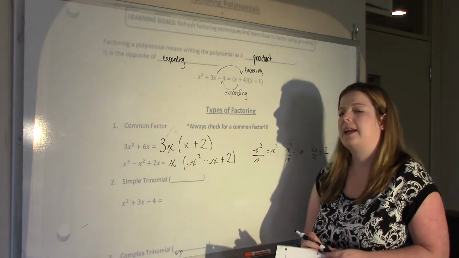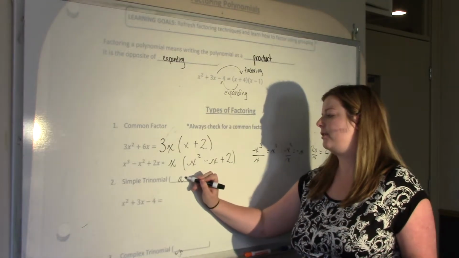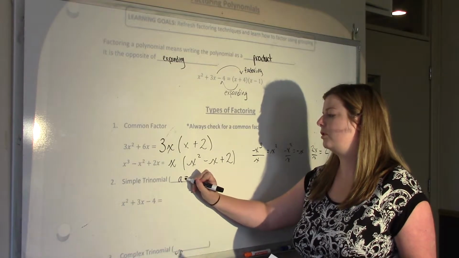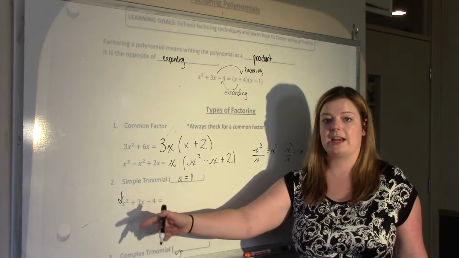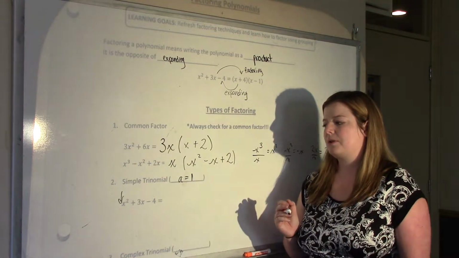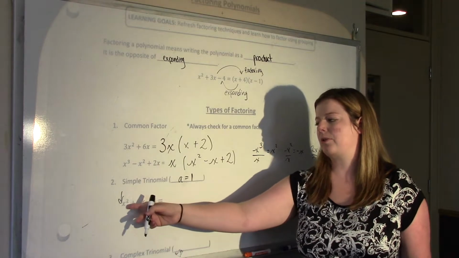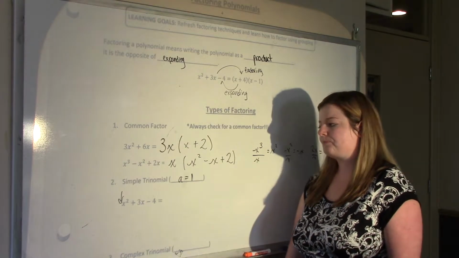Okay, the next type is the simple trinomial. A simple trinomial is where your a value does equal 1. That means basically there's no number right here, you just have x squared. That's how you know it's a simple trinomial. And of course, trinomial means 3 terms: a square term, an x term, and a constant at the end.